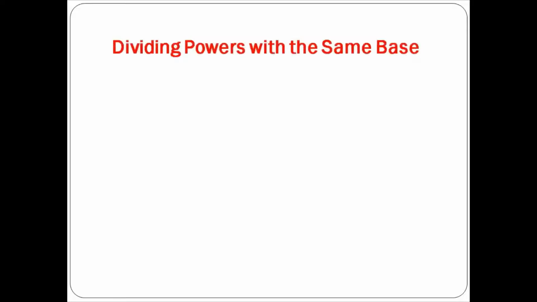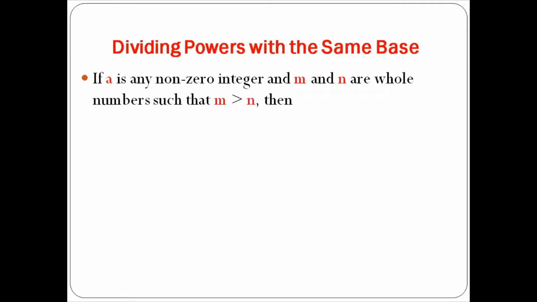Let's see the second law of exponents. Dividing powers with the same base. If a is any non-zero integer and m and n are whole numbers such that m is greater than n, then a raised to power of m divided by a raised to power of n. Here a is the base, and in both the terms base is same. Base is identical, and here a is non-zero integer, while m and n are powers and both are different.